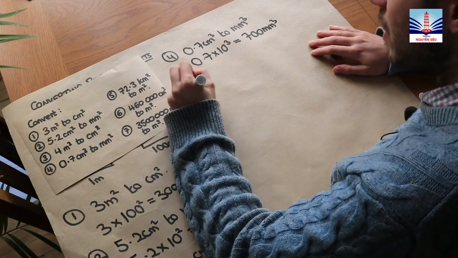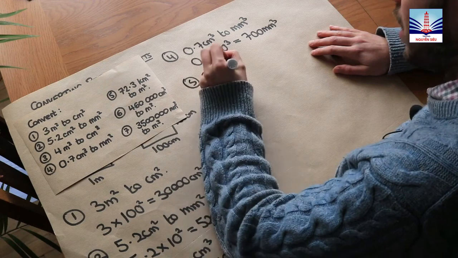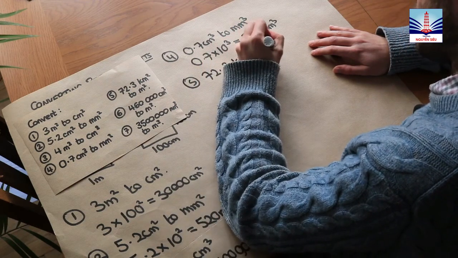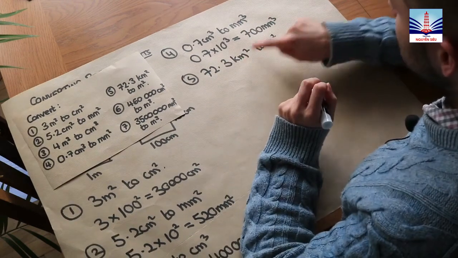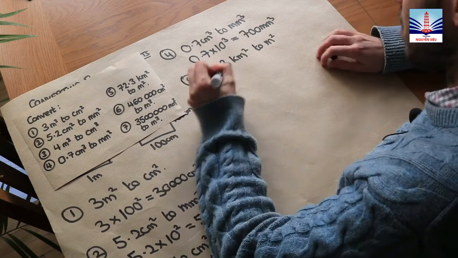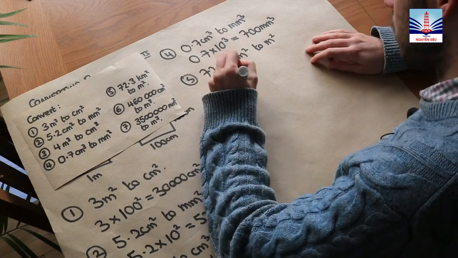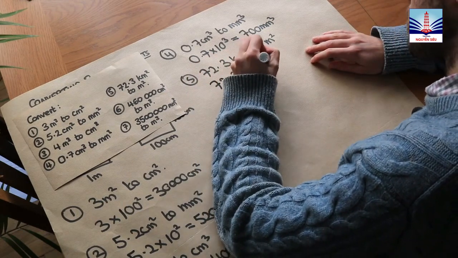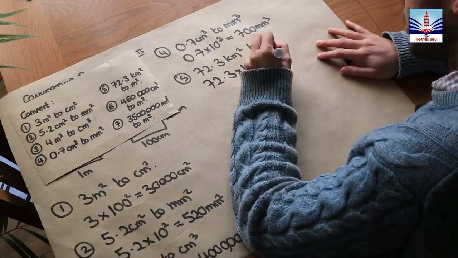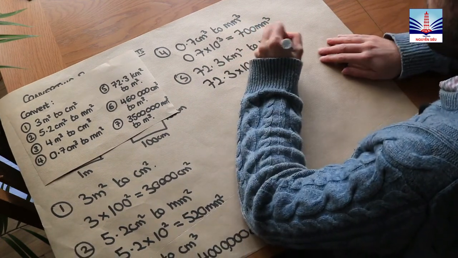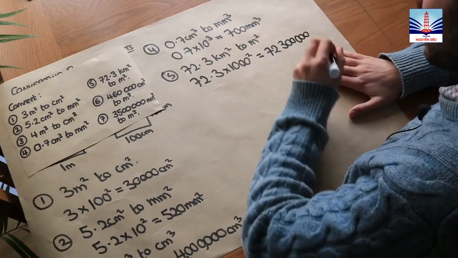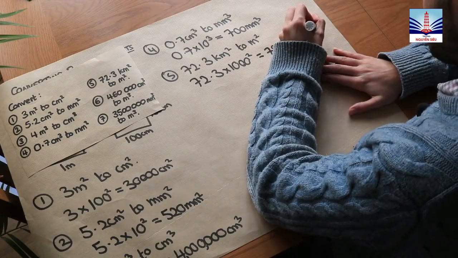Question 5. We want 72.3 kilometers squared to meters squared. Well, to get from kilometers to meters, we times by 1,000. There's 1,000 meters in a kilometer. So therefore, we times by 1,000 squared, which is the same as timesing by a million. So it's going to be 72.3 million. So 72,300,000 meters squared.